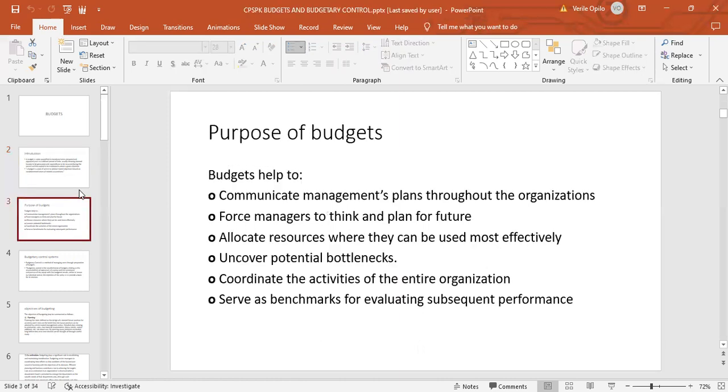So the next thing that we look at is the purposes of budgets. Why is it important for businesses to prepare budgets? Why not just work with things the way they go? Why not just wait for you to incur the cost before you record it?